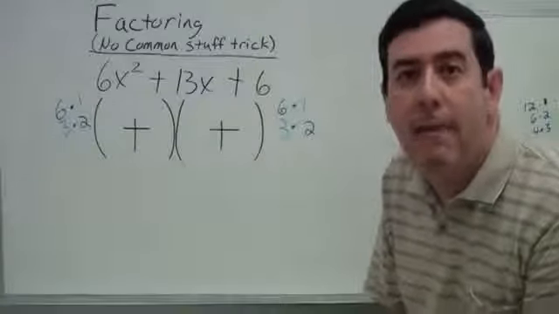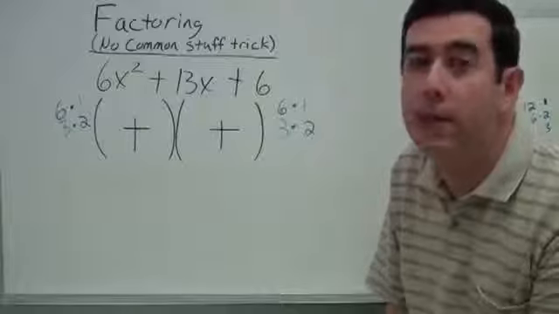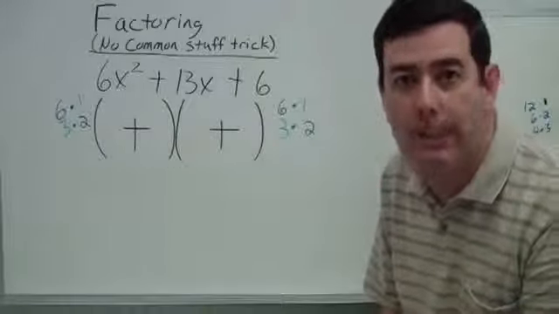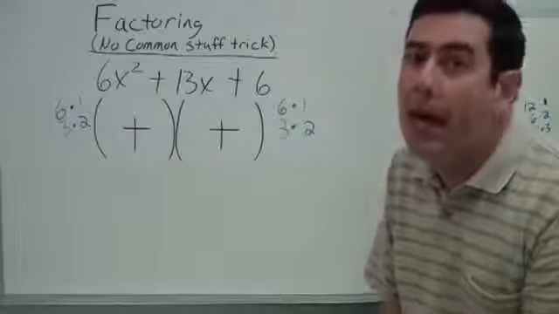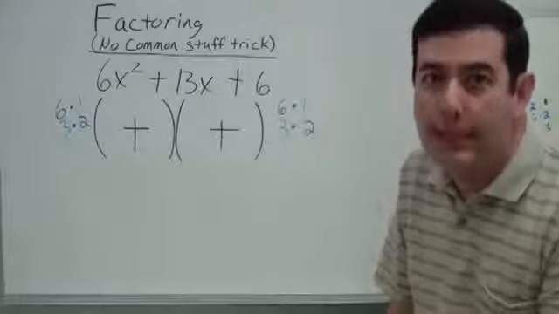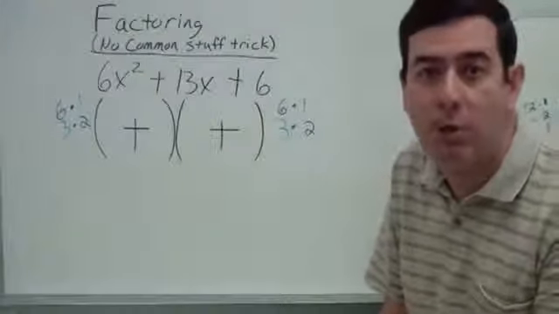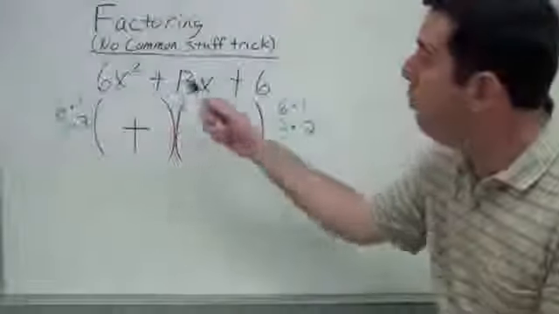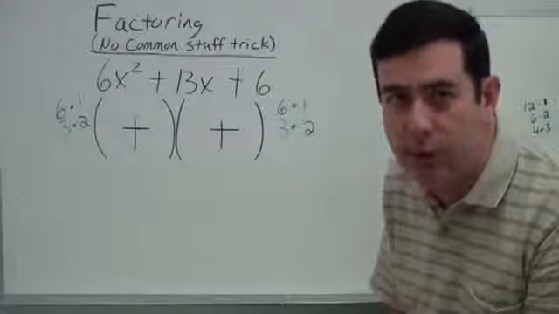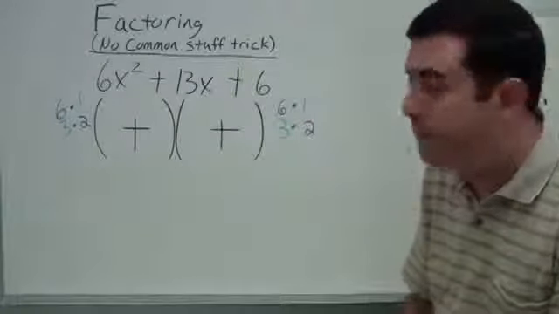Let's talk today about factoring trinomials that have a leading coefficient that's bigger than 1, and specifically about using our no common stuff trick. Now, when I go to factor anything, the first step that I'll always take is to look and see if there's something common to every single term. For the problem we're working, there's not anything part of every single term. The next thing I should do is to count the number of terms.